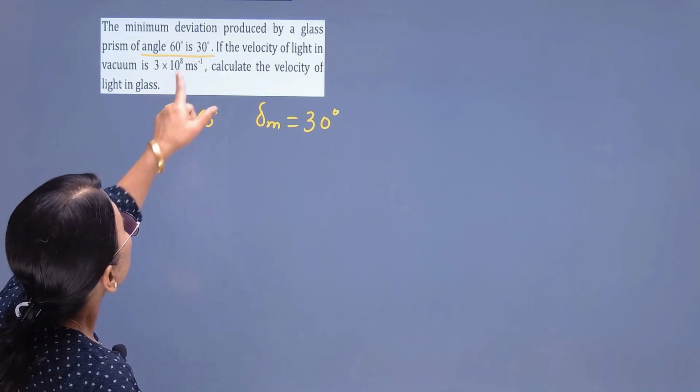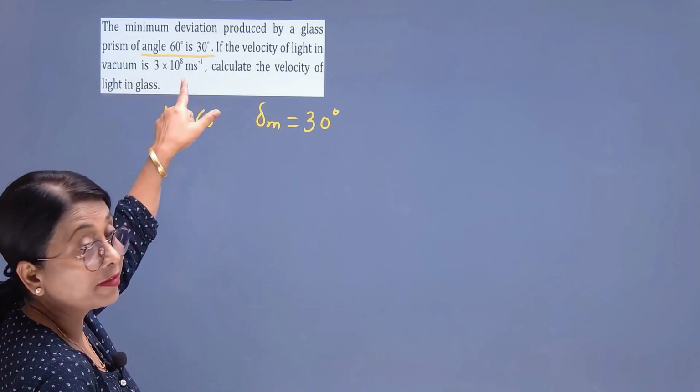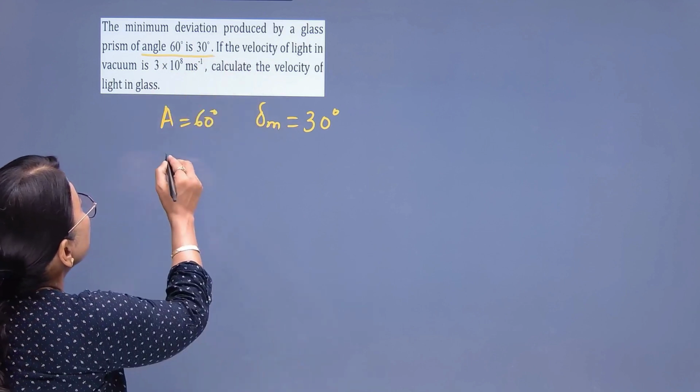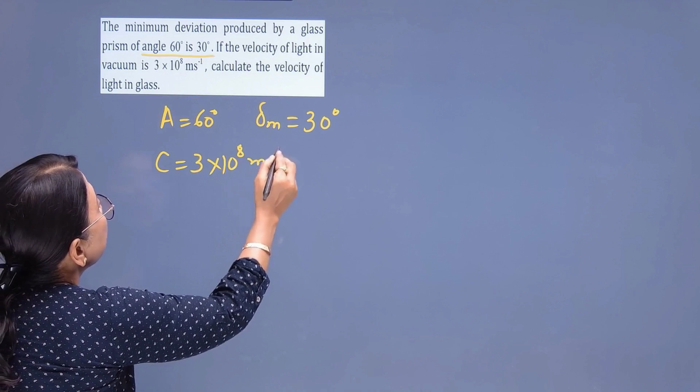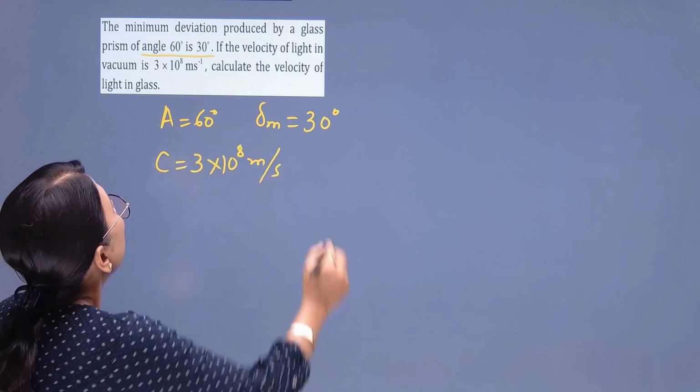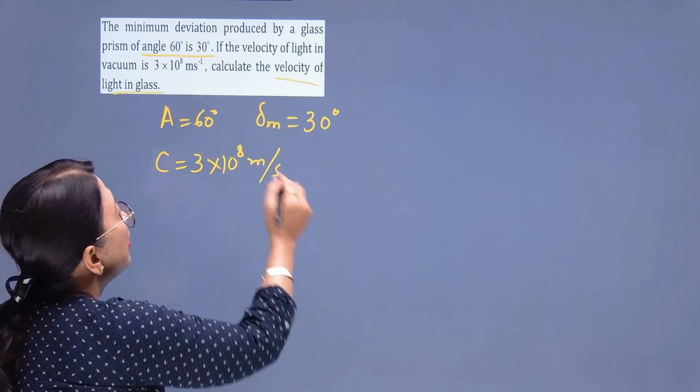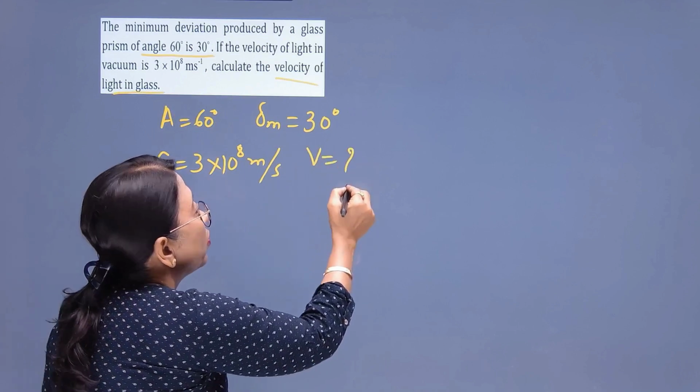Right. Now, the velocity of light in vacuum, C, is given to you as 3 into 10 power 8 meter per second. Then they're asking you, find the velocity in glass. मतलब glass के अंदर velocity क्या होगी?